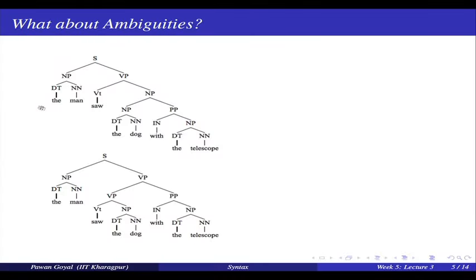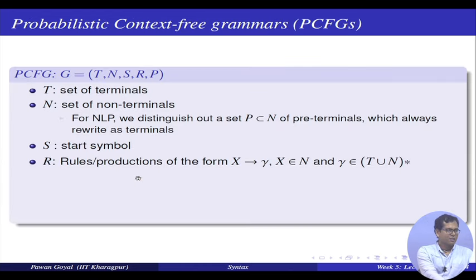Okay. So, if I have this sentence, "the man saw the dog with the telescope," it has two different interpretations in terms of two different parses. Whatever I have covered till now cannot tell me which parse is more probable than the other. So now, we would like to have a way in which we can assign them probabilities, so that this parse is more probable than the other.